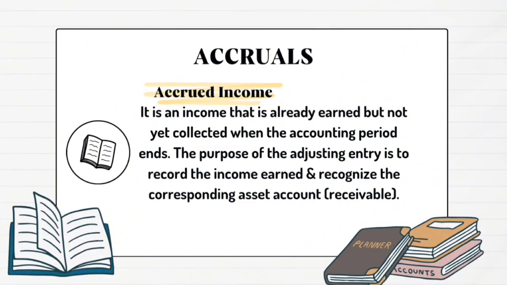Under the accruals is the accrued income. It is an income that is already earned but not yet collected when the accounting period ends. The purpose of the adjusting entry is to record the income earned and recognize the corresponding asset account, and it is receivable. Examples of accrued income can include wages earned but not yet paid, rent earned but not yet paid, and interest earned on a bond but not yet received.